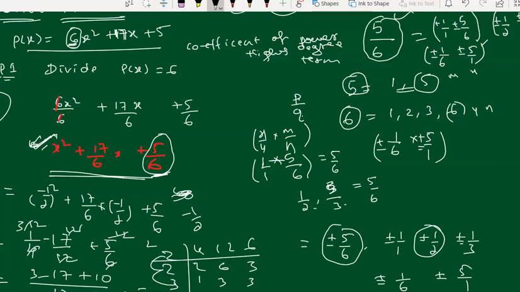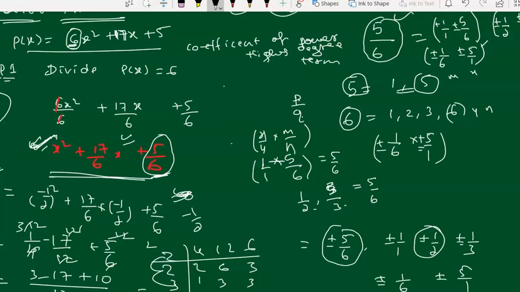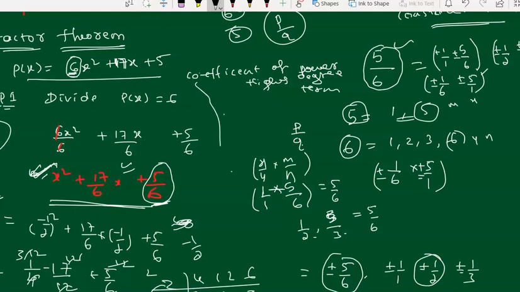Okay, but now this is not turning my polynomial to be 0, right? Like that you have to put all of these values and take those values which convert this polynomial to be 0. This is how your factor theorem works. Okay, I hope you understood this. You have to do this action for all the polynomials.